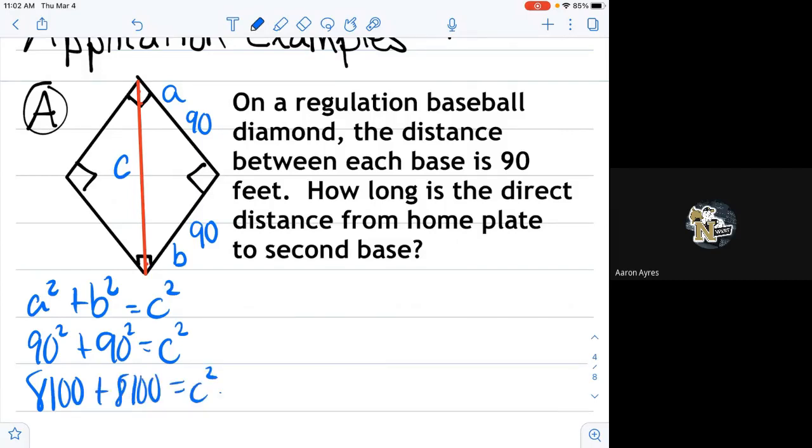All right, I'm going to continue this work up here. So I'm just going to do a little continuation arrow up there. All right. Add those together, I believe it is 16,200. Is that correct? All right. What do I do from here? Help me out. Hand in the air. What do I do?